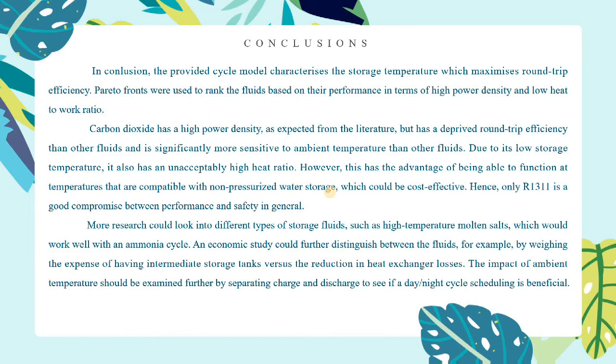And finally, the conclusion. In conclusion, the cycle model characterizes the storage temperature which maximizes round trip efficiency, and Pareto fronts were used to rank fluids based on high power density and low heat to work ratio. Carbon dioxide has a high power density, as expected from the literature, but has a poorer round trip efficiency than other fluids and is significantly more sensitive to ambient temperature.